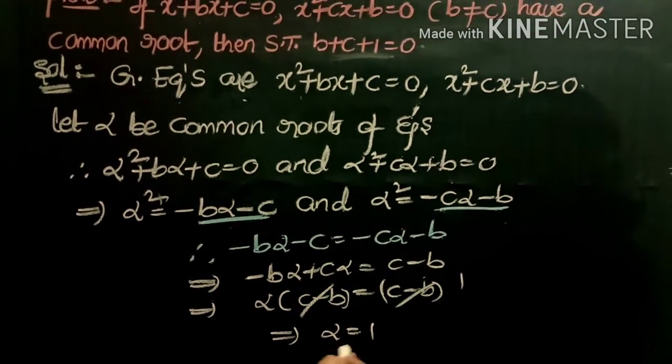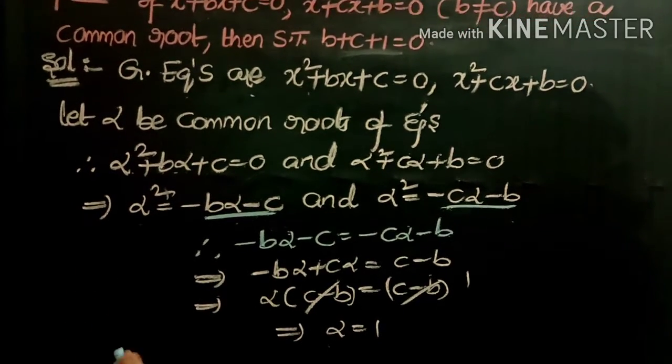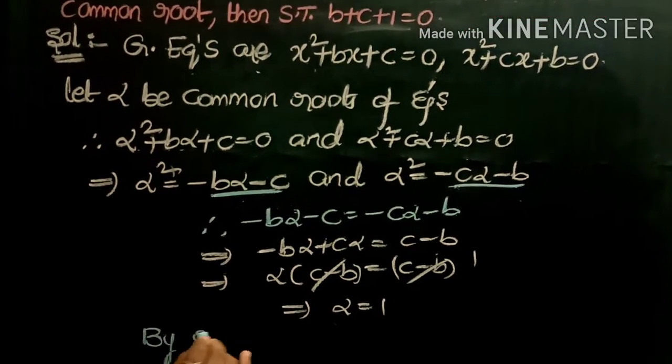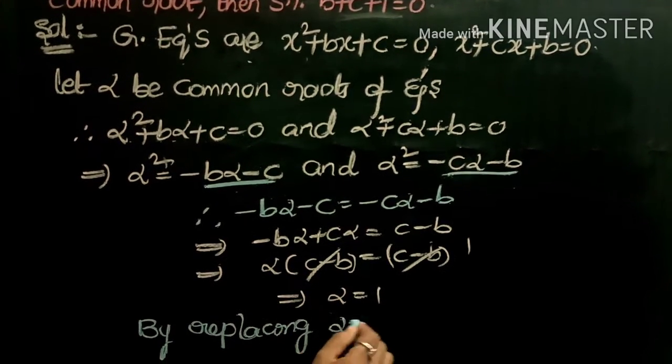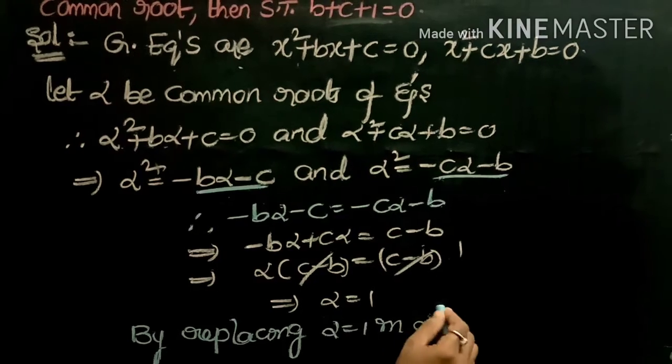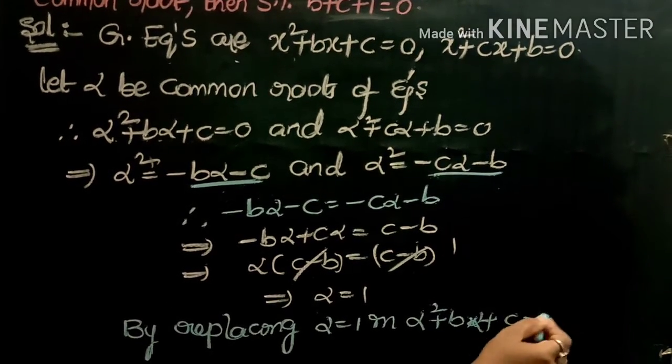Now we are replacing this alpha equal to 1 value in the equation alpha square plus b alpha plus c is equal to 0. That is, by replacing alpha equal to 1 in the equation alpha square plus b alpha plus c is equal to 0.